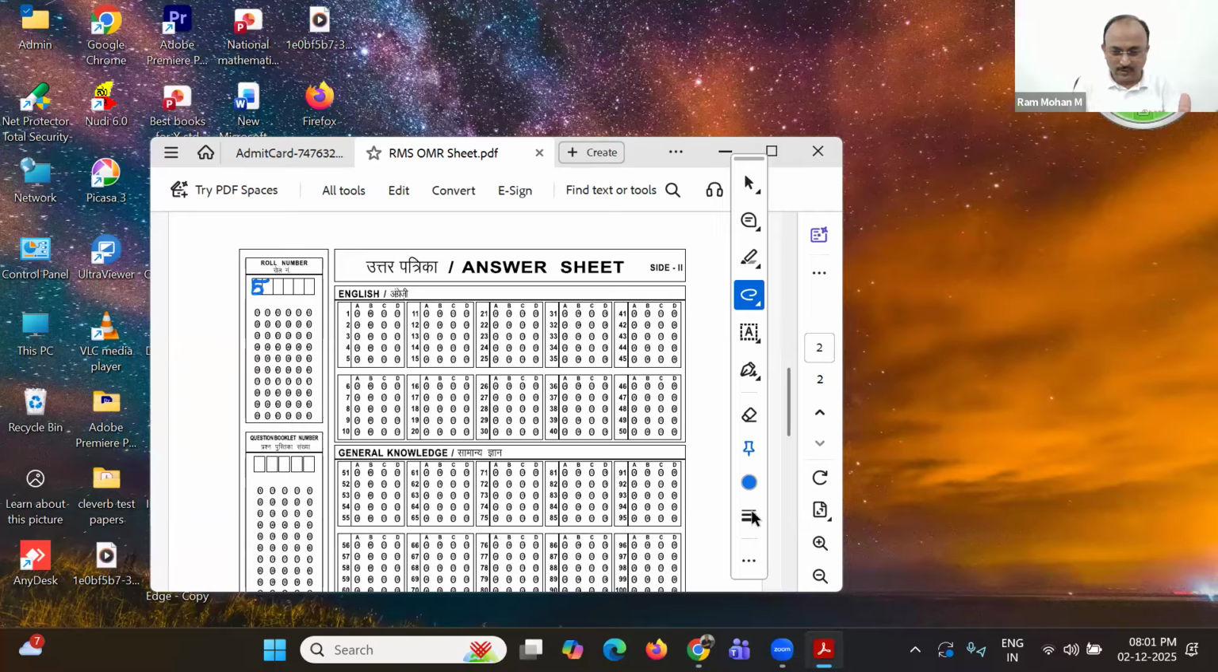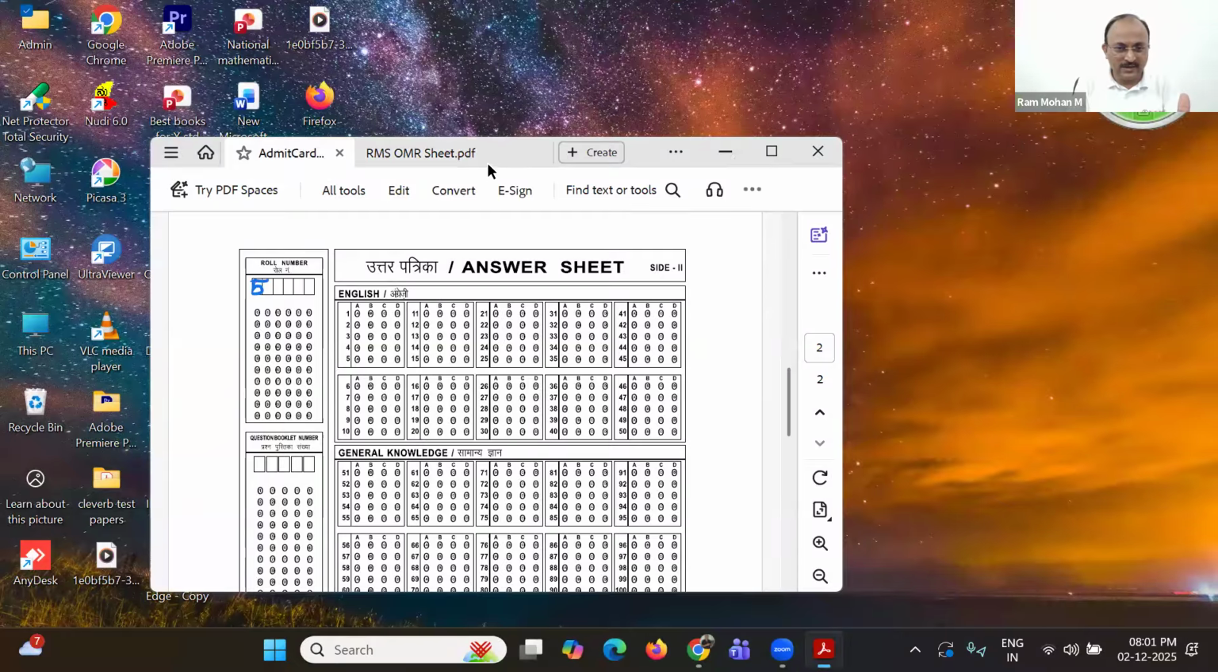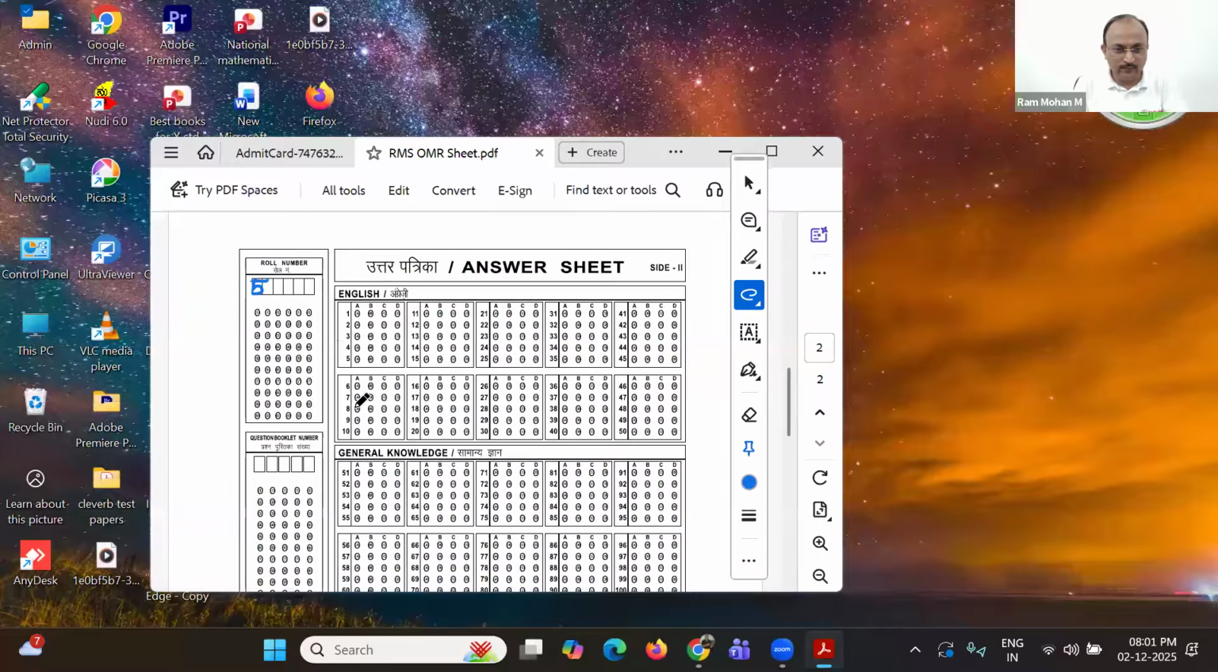5. I think the thickness is a little much. 517300. The zero should not go outside of this box, or the 5, we should not write like this. We should not cross the boxes. Write very carefully. Now what you should do, you are going to fill this OMR sheet here.